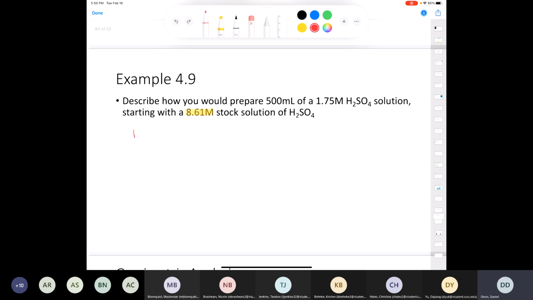You're going to use the formula M1 times V1 is equal to M2 times V2. We have our V2, don't we? This is the volume that we want to end up with. We have our M2. This is the concentration we want to end up with. We're trying to make 500 mils of this concentration. And we have our M1, right? But we want to know how much of the stock solution we should measure out in order to make that new 1.75 molar solution in half a liter of it, right? 500 milliliters. So we're going to isolate V1.